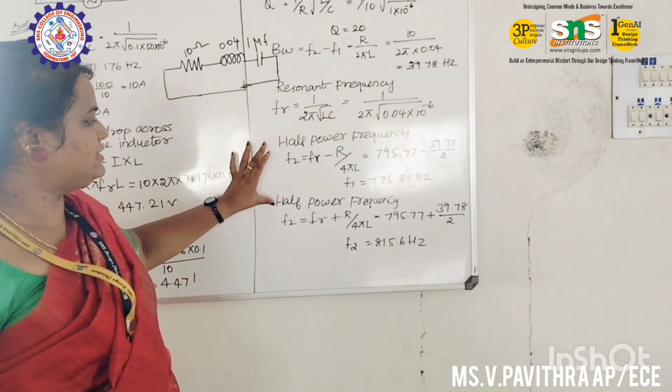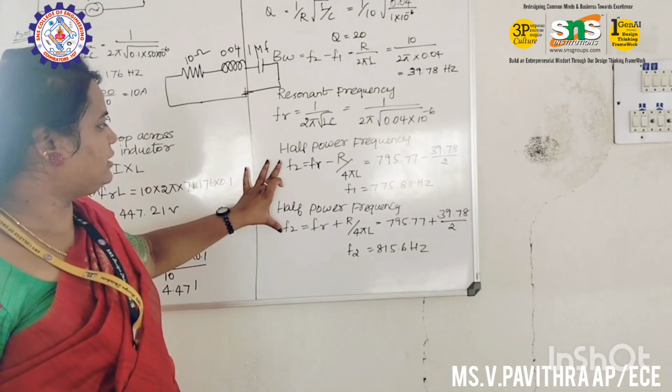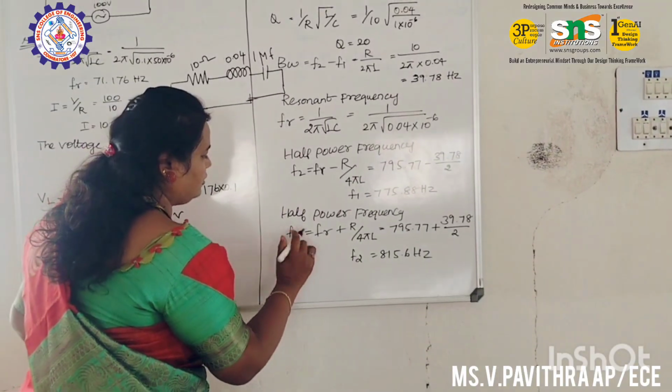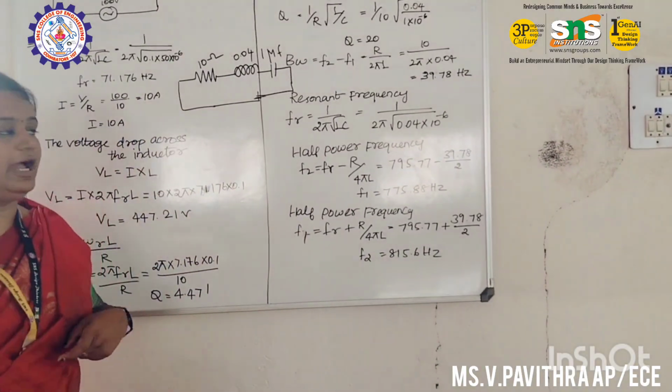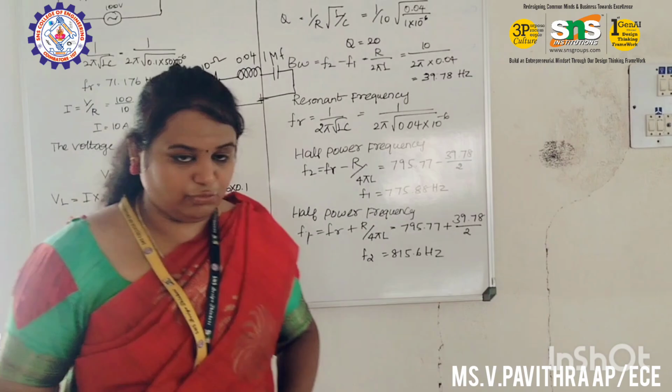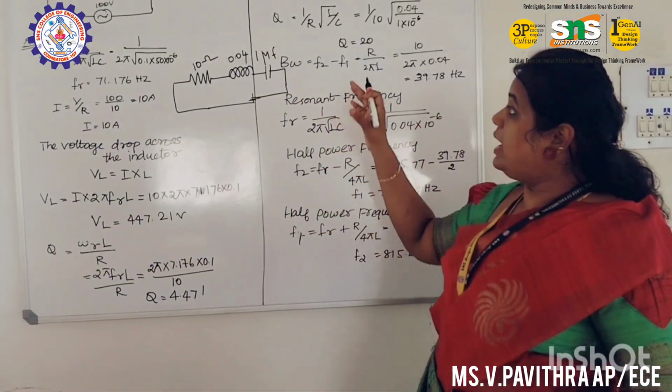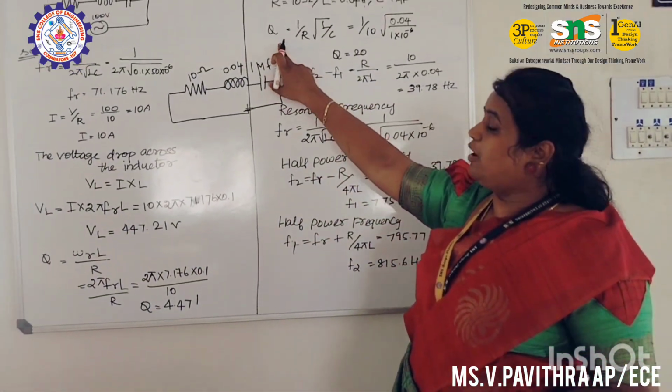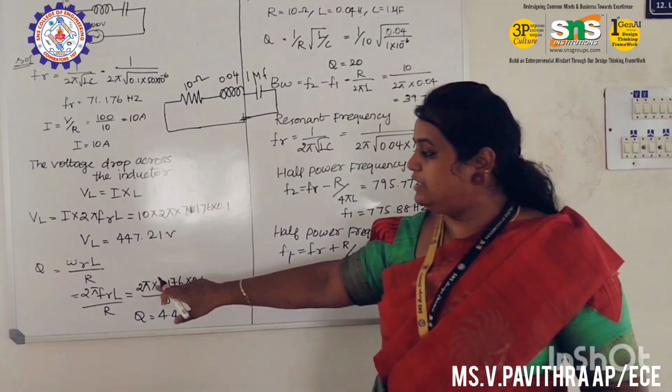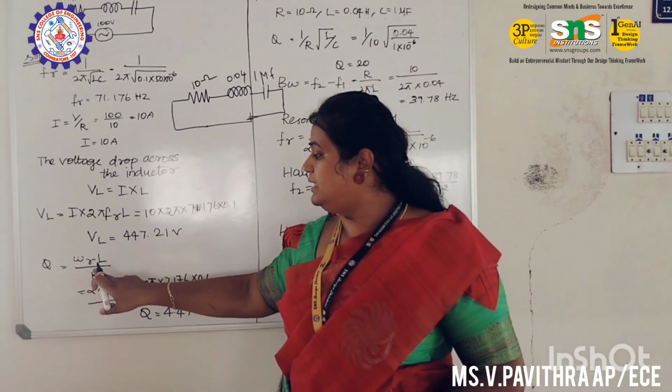In the half power frequency we have two formulas, one for F2 and another for F1. So we have to know the formula for the quality factor. We have discussed this here. The quality factor formula is omega R L divided by R.